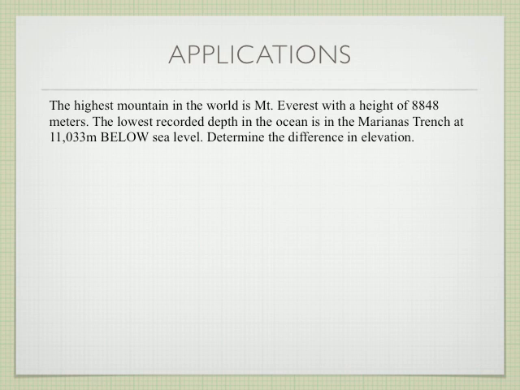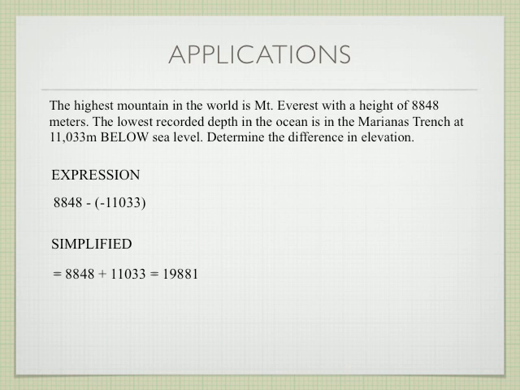Elevation of Everest is 8,800. Elevation of the trench is negative 11,000. So we have 8,000-ish minus a negative 11,000. Simplify, that would give me a difference of 19,000. That makes a lot more sense. It wouldn't make sense that they were only 2,000 meters apart. So the interpretation is that the difference in elevation is 19,881 meters.